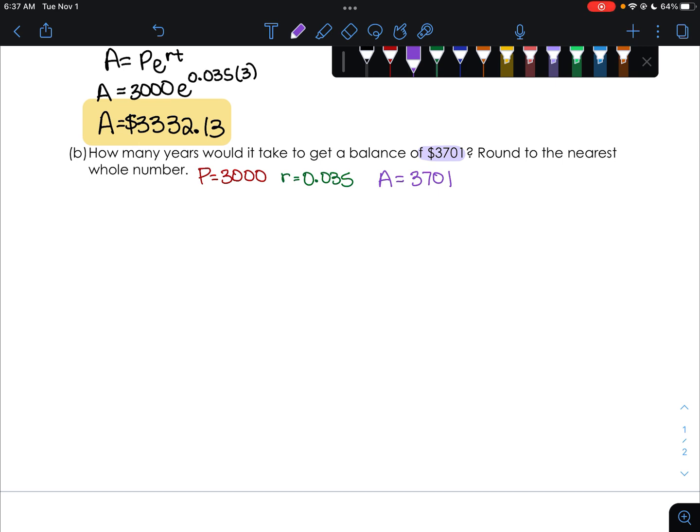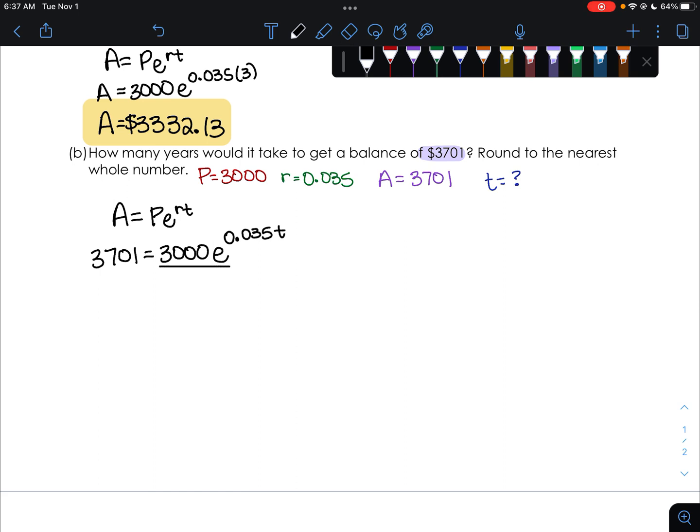We're searching for how long it would take, so we're searching for the time. That's what we don't know, and we want to make sure we round this to the nearest tenth. So we're still going to use the A equals P times e to the rt power formula. We plug in the values that we have: 3,701 equals 3,000 times e to the 0.035 times t power. Our goal is to get the e to the power by itself.